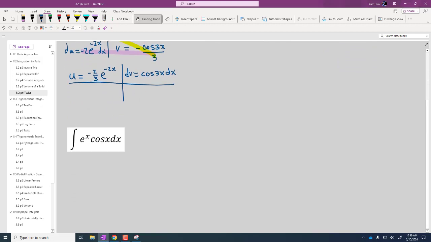All right, so let's take the derivative here. The derivative of an exponential is itself multiplied by the derivative of the exponent, so we have to multiply by -2. That's going to give us 4/3 e to the negative 2x. Integrating cosine is sine divided by the derivative of the angle.